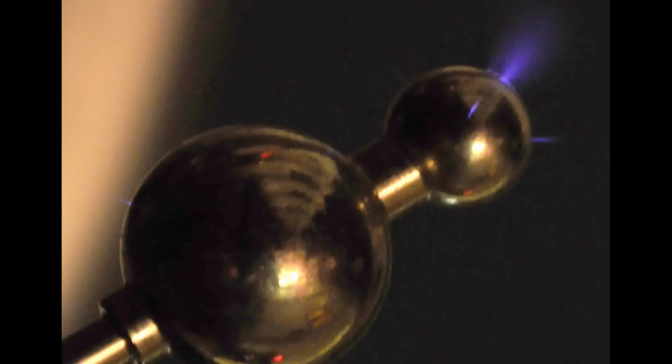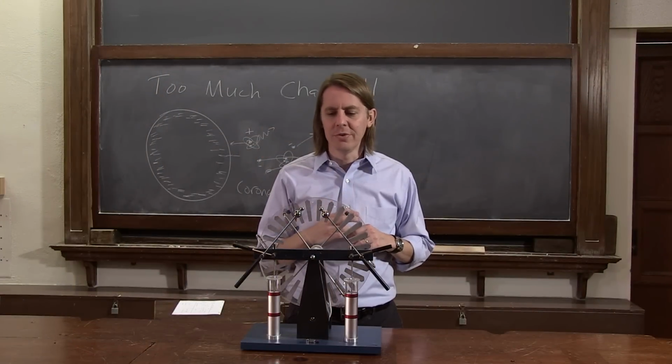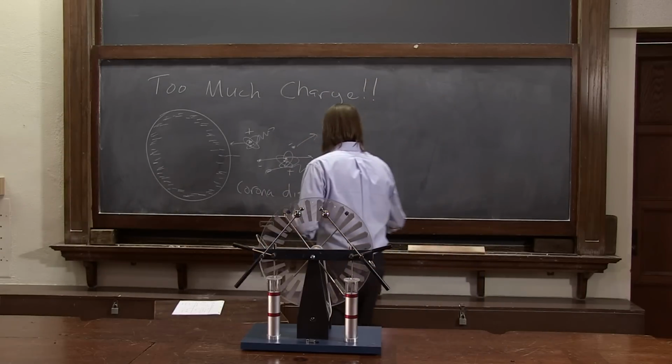And you're seeing the corona discharge above one of these two electrodes, that little glow. And you can see it's not uniformly around the electrode. It's really happening at a little sharp spot near the electrode, because that's where the accumulation of charge is the greatest. But that's not the end of the story.